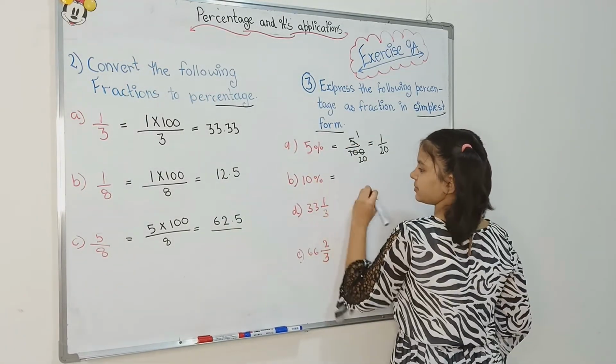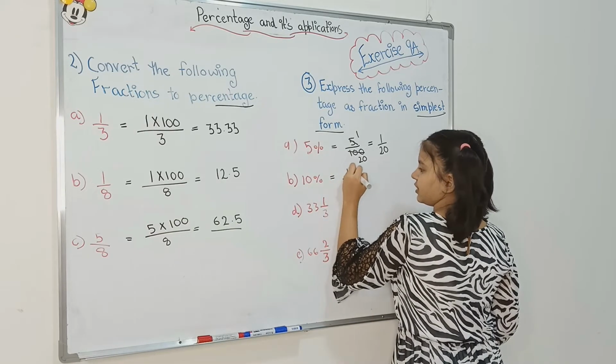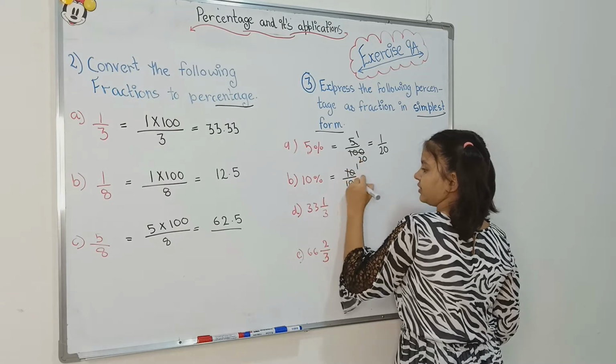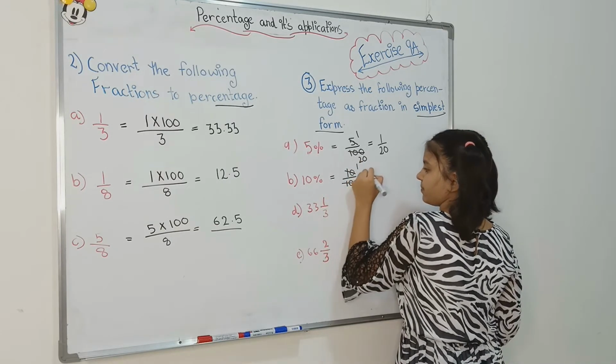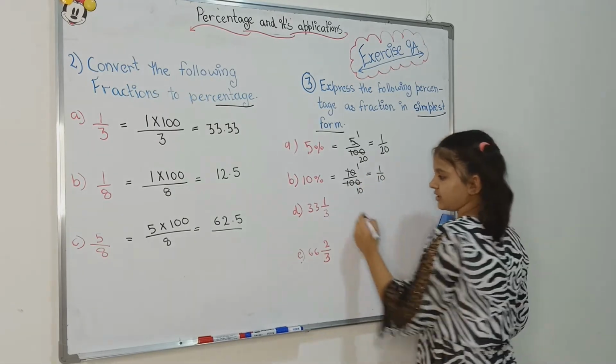Next 10%. So 10 by 100 we will write this. 10 ones are 10. 10 tens are 100. So 1 by 10 is the answer. Next this one.